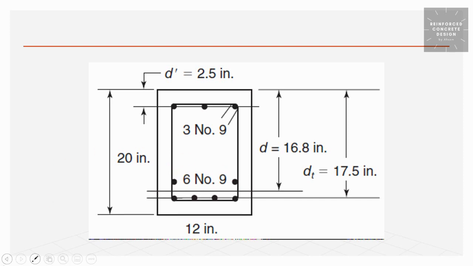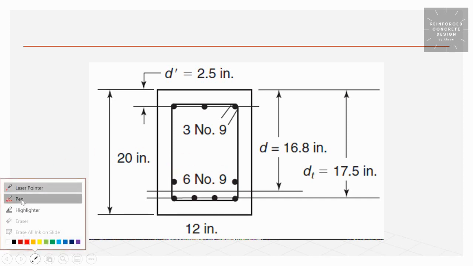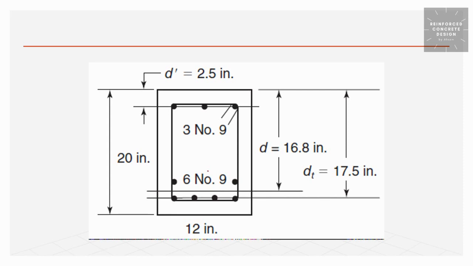So let's take an example here. Now this is a beam which has two layers in the bottom. The bottom layer has 4 bars and the second layer has 2 bars. The distance from the top face of the beam to the centroid of the two reinforcement layers at the bottom is 16.8, which is the effective depth of the beam. The bottom layer of reinforcement is at a distance of 17.5 from the top face of the beam. The beam is 20 inches high and the width of the beam is 12 inches.